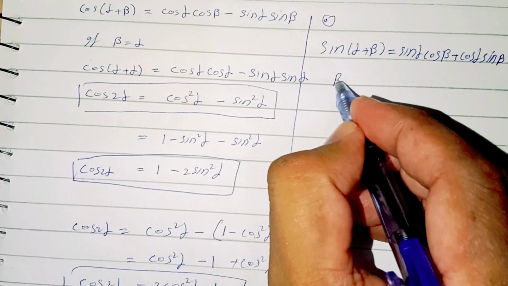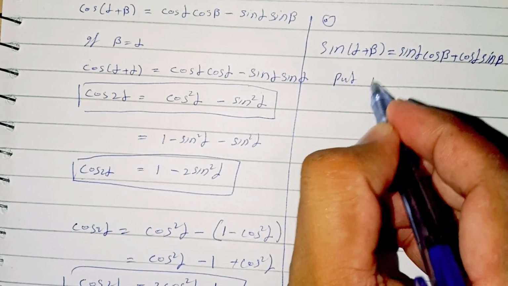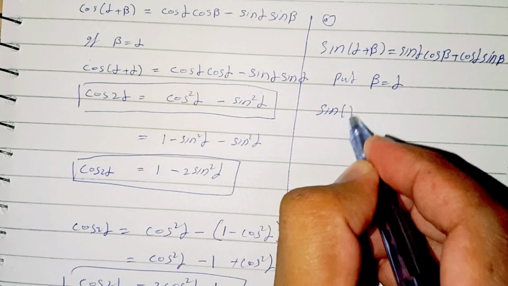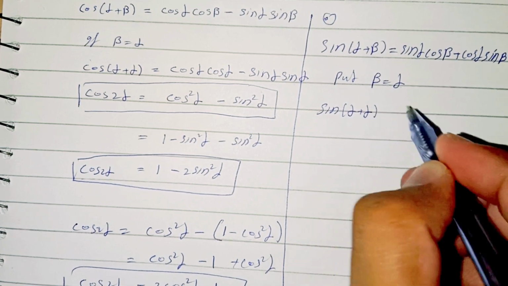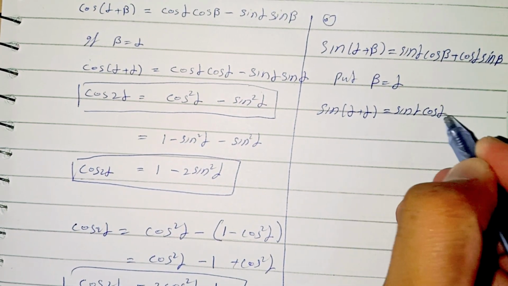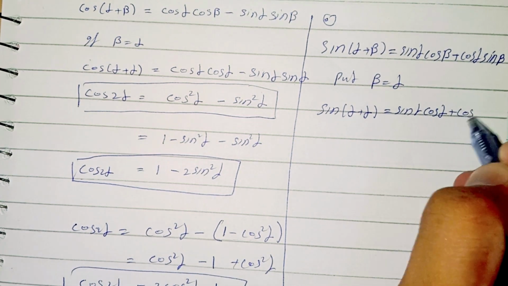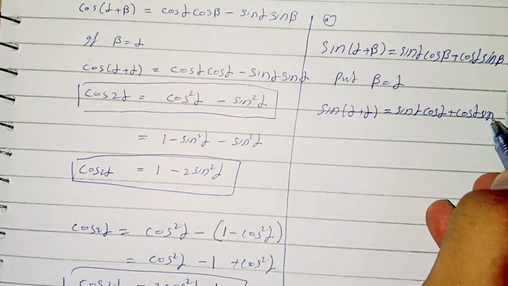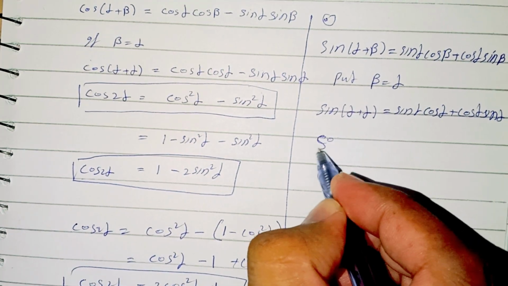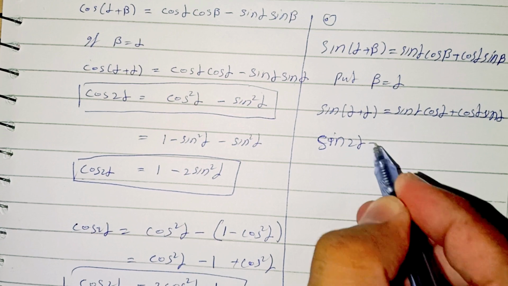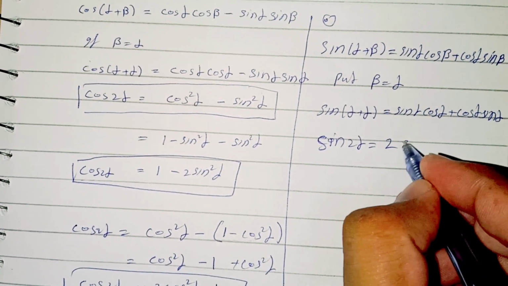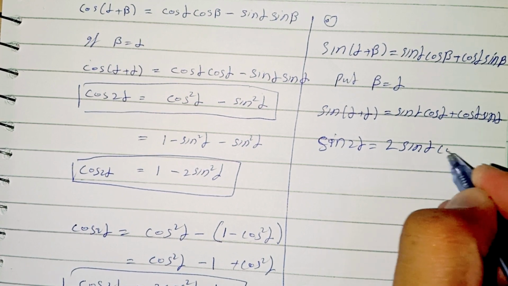Similarly, if we put beta is equal to alpha, sin alpha plus alpha is equal to sin alpha cos alpha plus cos alpha sin alpha. So we have sin 2 alpha is equal to sin alpha cos alpha plus sin alpha cos alpha, which is 2 sin alpha cos alpha.